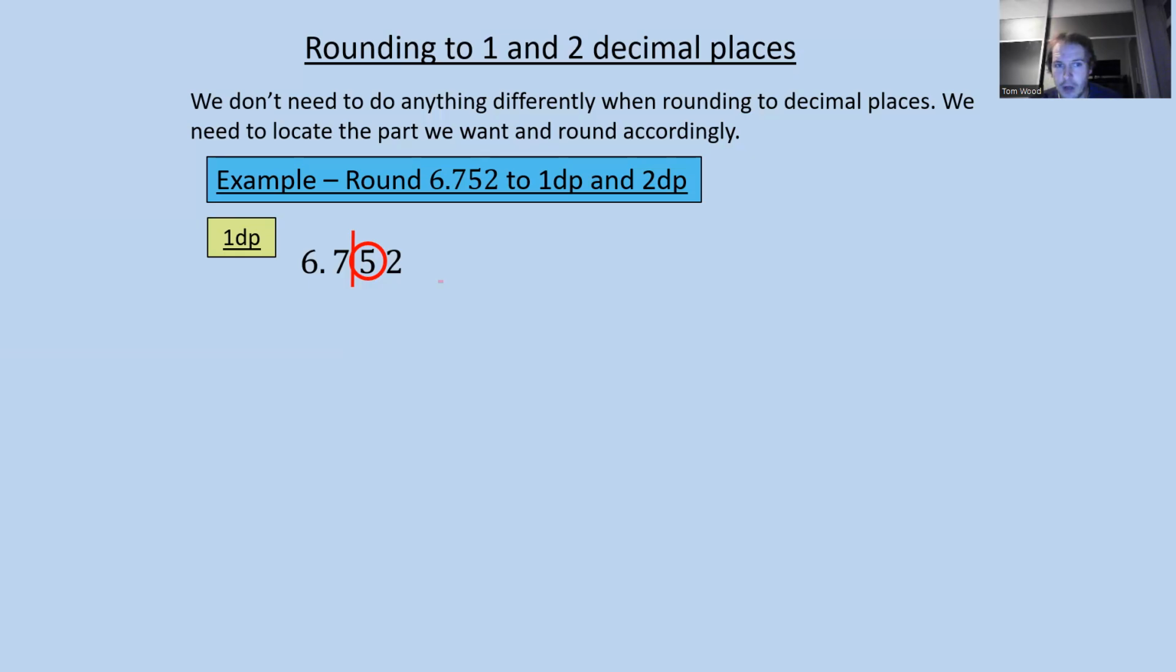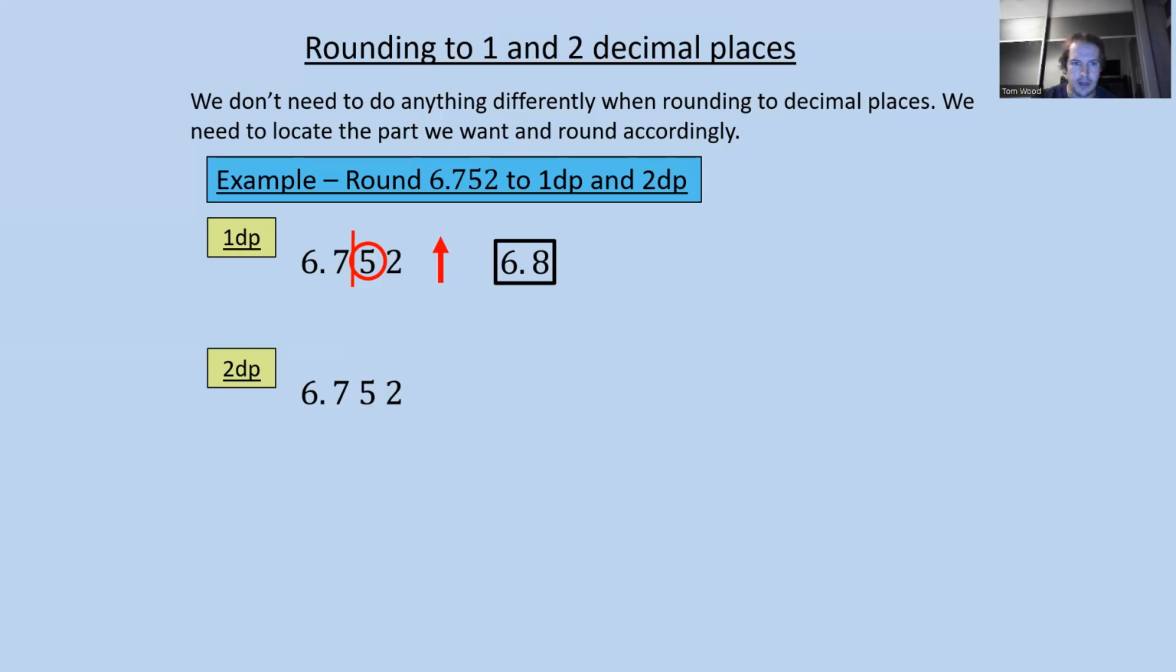In this case, that's a 5. It's 5 or higher, so it's going to round up. I've got 6.8. The same concept then: let's take the same number, but this time I want to be a little bit more accurate, and I'm going to round to 2 decimal places. The only difference here is how accurate I'm being. The math isn't any harder, nothing really changes.